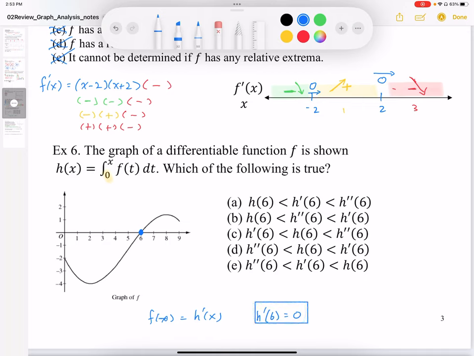Okay, so that's about the derivative. We want to know something about the second derivative. Well, to interpret the second derivative from the derivative, we can tell the sign of the second derivative based on the direction of slope. So through x equals 6, the slope is positive. Okay, well, what that means then is that the second derivative at x is 6 is going to be a positive value. Okay, so again, that's some key information here.